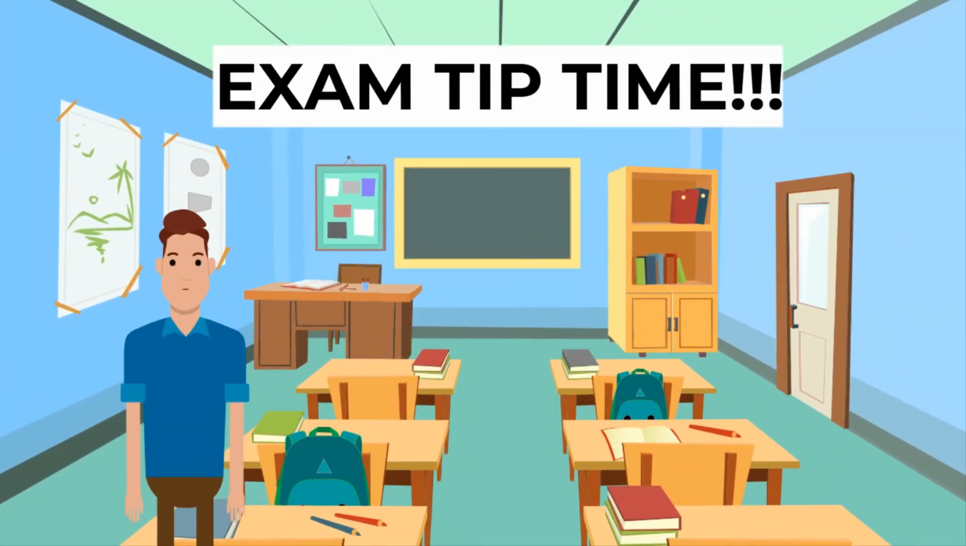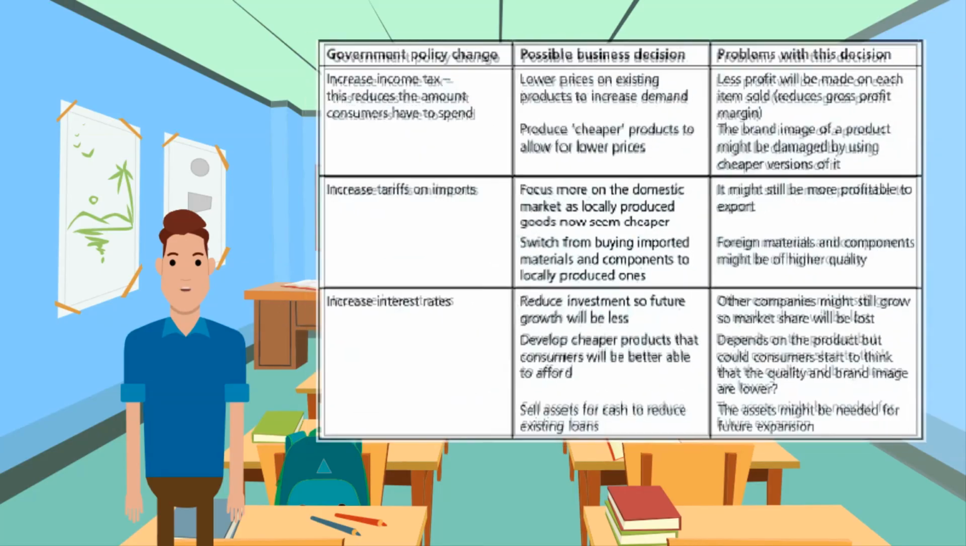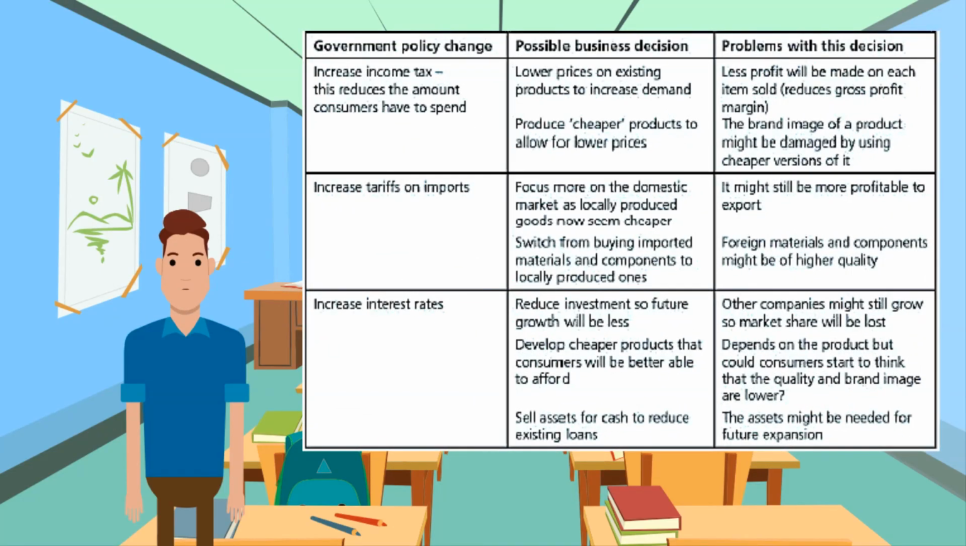Exam tip time. Remember that economic conditions and policies are all interconnected. One change will lead to an effect that will lead to another effect, and so on. This is like a chain reaction in many different ways. In your exams, you should take care to explain those effects that are relevant and appropriate to the business or economy in the question. How might businesses react to policy changes? It will depend varying on how much impact the policy change will have on the particular business, industry, and economy. Here are a few examples.